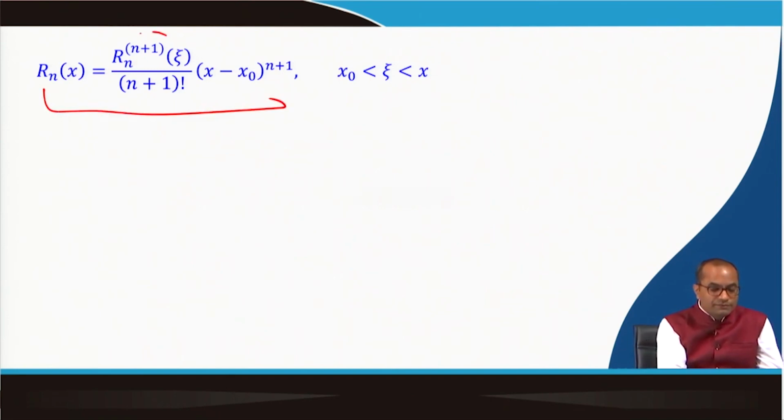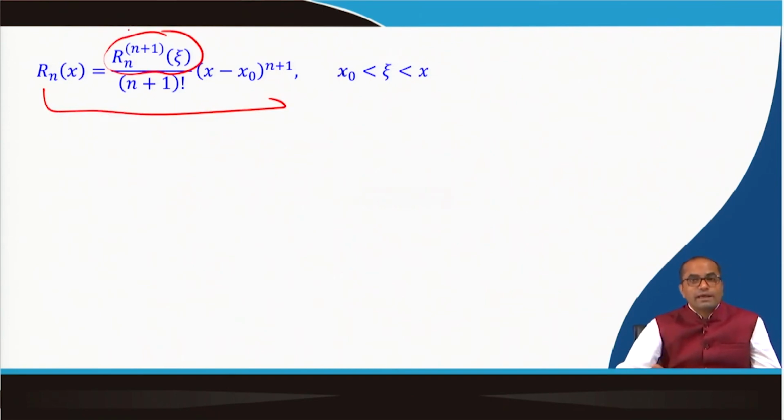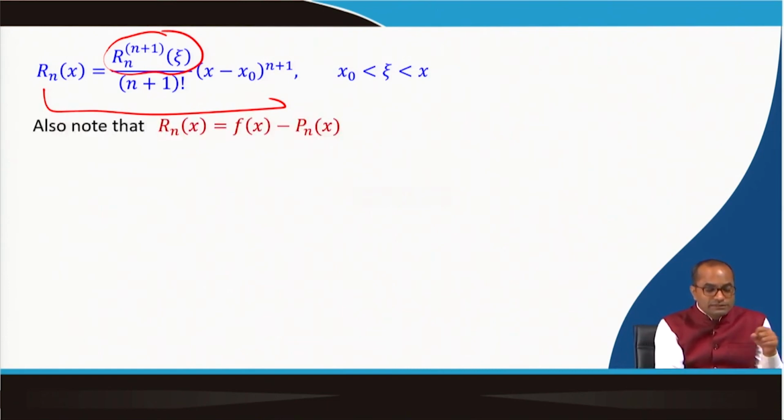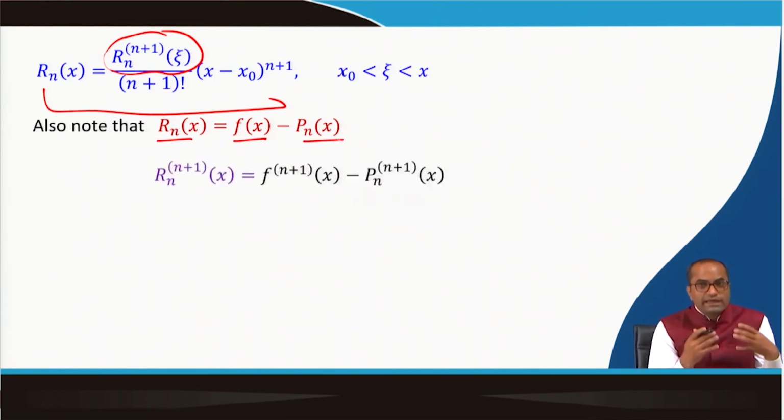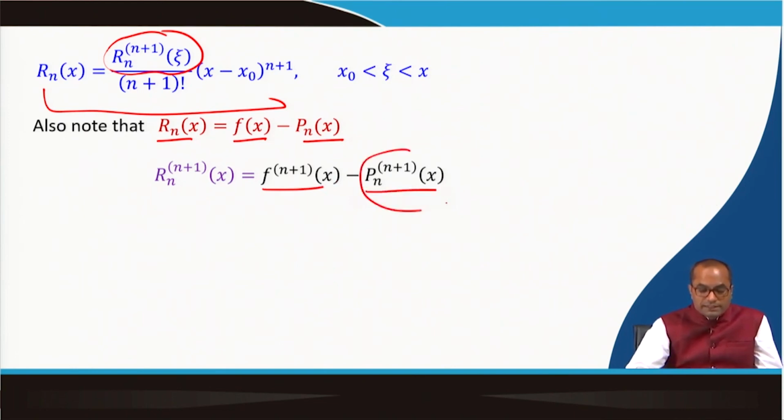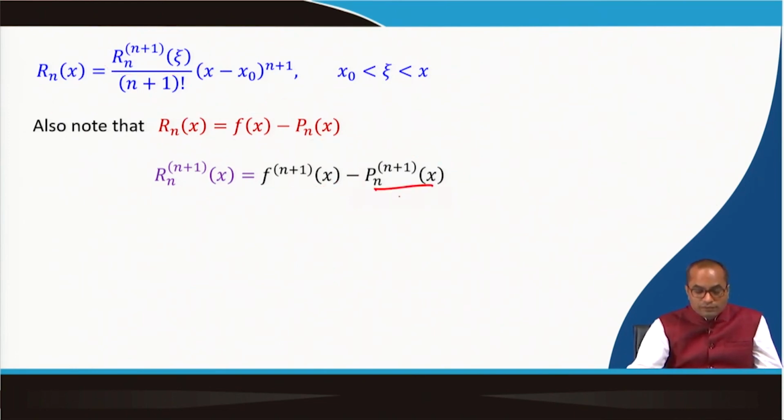We will further simplify it because we don't want to write in terms of Rₙ itself or its derivative, but this we can easily get in terms of f. So Rₙ(x) was f(x) − pₙ(x), and if we go for the (n+1)th derivative of this, then we will get f^(n+1) − pₙ^(n+1), and this pₙ^(n+1) will be 0 because this was an nth order polynomial, and the (n+1)th order derivative will make it 0. So what we have is only the (n+1)th derivative of this.